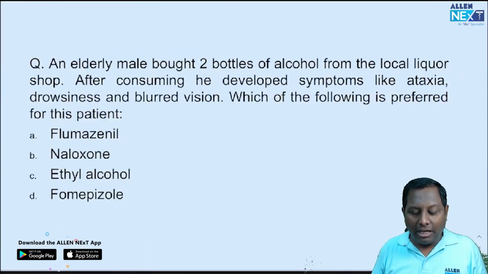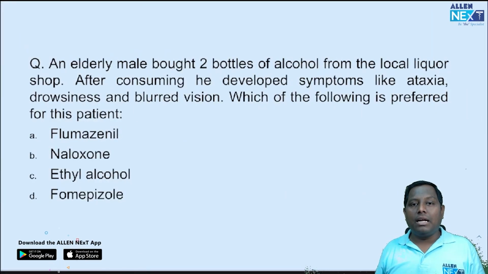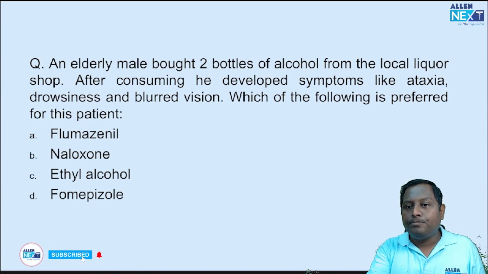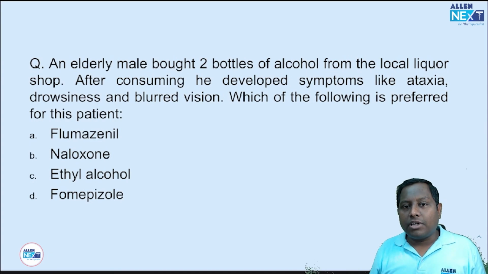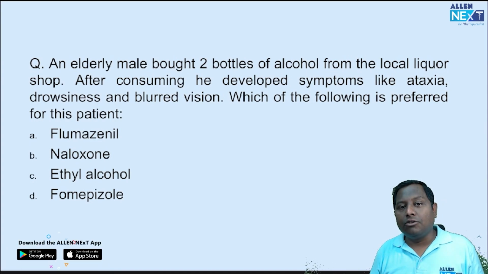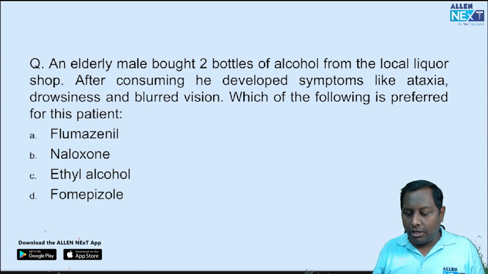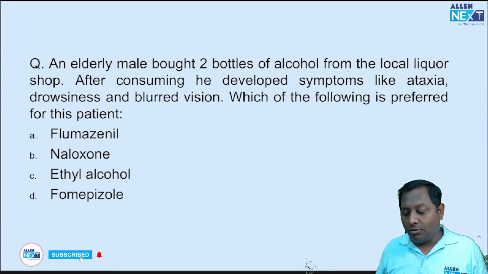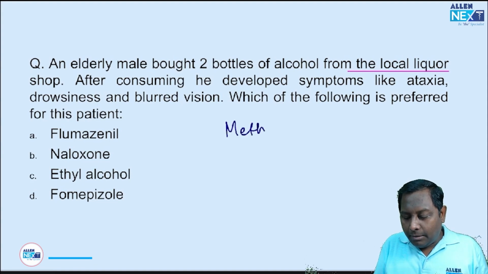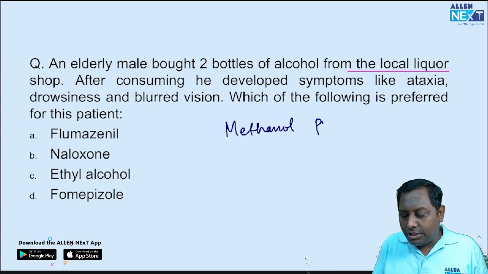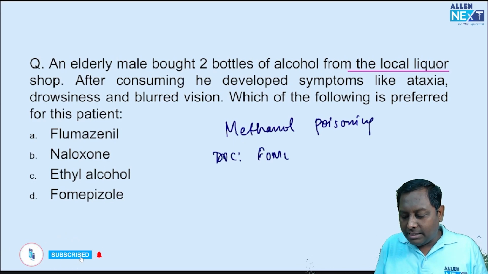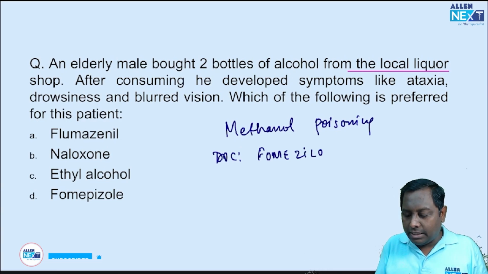The very first question that I'll be discussing with all of you: an elderly male consumed 2 bottles of alcohol from a local liquor shop, and after consuming, he developed symptoms like ataxia, drowsiness, and blurring of vision. Which of the following is preferred? Now, local liquor shop, definitely they are talking about a condition known as methanol poisoning, right? For methanol poisoning or ethylene glycol poisoning, what is the drug of choice that we have discussed? We have fomepizole as the antidote of choice.